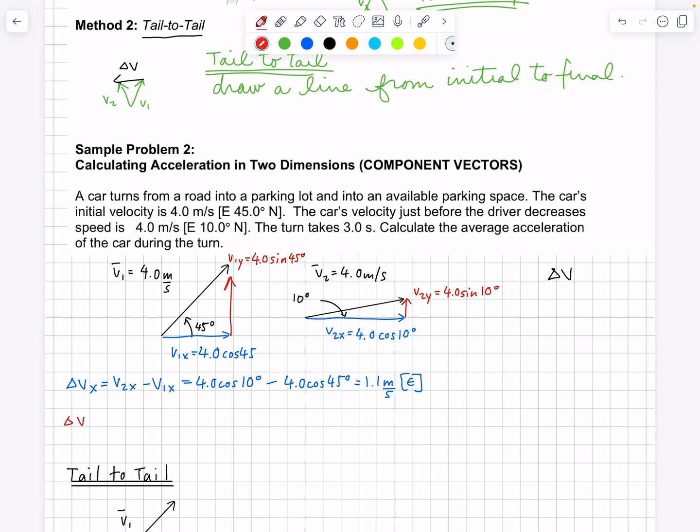Let's find delta V in the y direction. It's equal to V2y minus V1y. So V2y is 4 sine 10 degrees, and V1y is 4 sine 45 degrees. If we punch this into our calculator, we end up with negative 2.1 meters per second north, which is the same thing as positive 2.1 meters per second south.